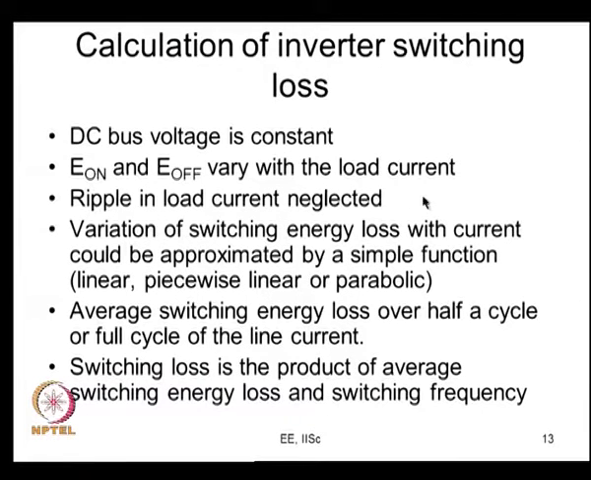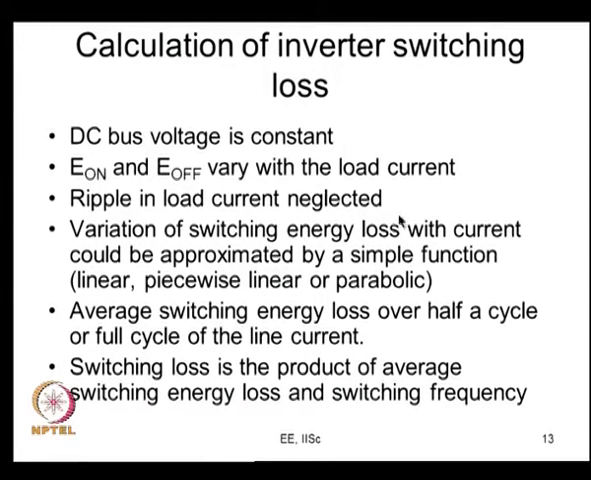Now, what is this load current? The load current has a fundamental component and also has harmonic components. At fairly high switching frequencies, the harmonics are fairly negligible compared to the fundamental current. This is an assumption we made earlier also while calculating conduction loss and DC link ripple current. In the same way, the ripple in the load current can be neglected, so you can consider only the fundamental component of the load current.